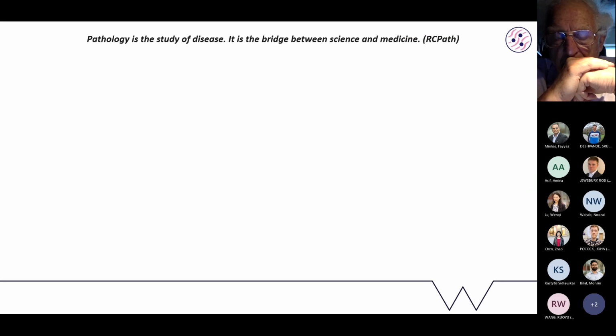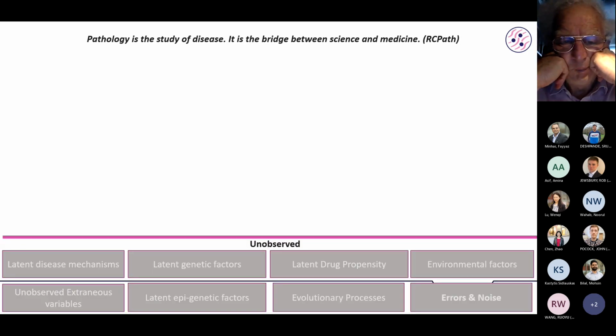This is the definition of pathology according to the RC path. Pathology is the study of disease. It bridges the gap between science and medicine. So we don't just want to cure, but we also want to understand how different disease mechanisms work. Here is an abstract framework that I've put together, just some random thoughts: what we want to capture are these latent disease mechanisms and latent genetic factors that are in the person.